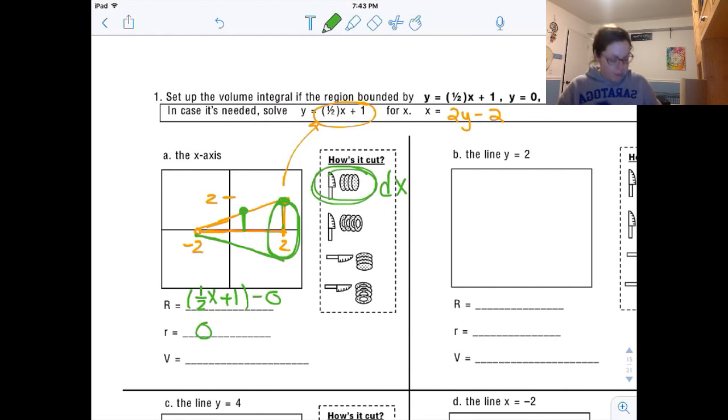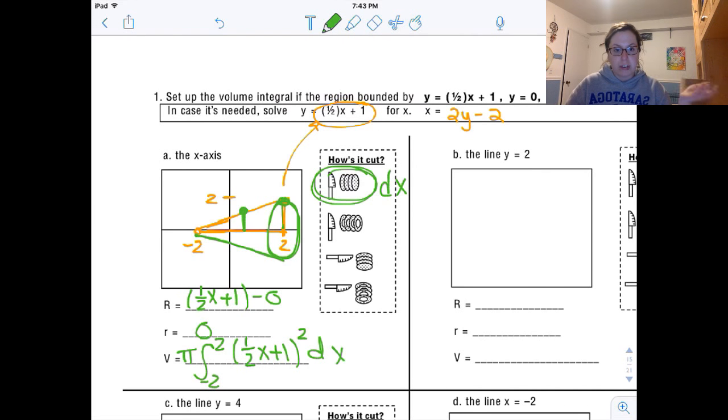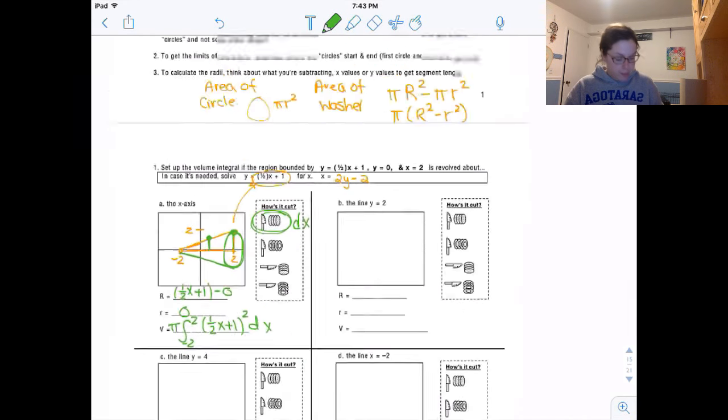Which makes my volume of this the integral from -2 to 2 of pi times my radius, which is 1/2 x plus 1, squared dx. So that is a disk, right? It's just pi r squared. There's no inner radius. Send questions as you have them, okay?